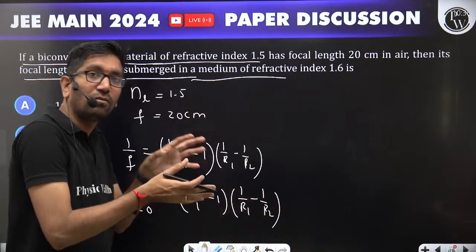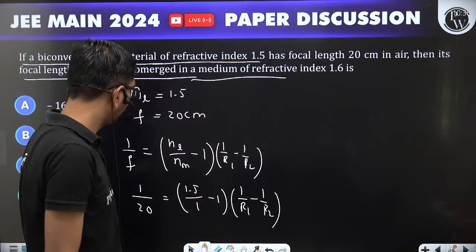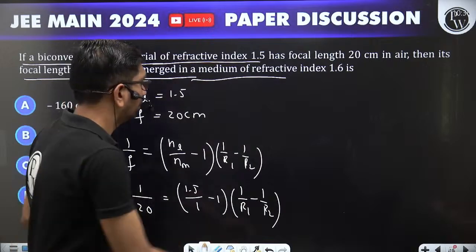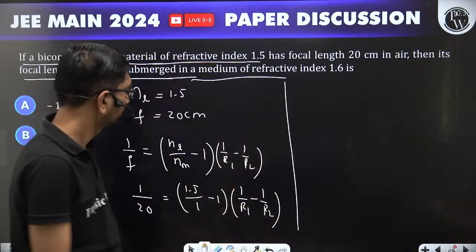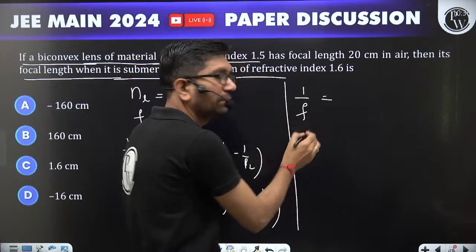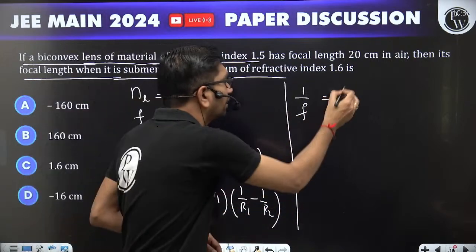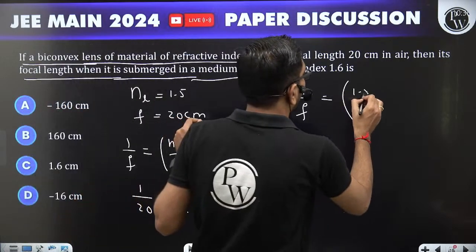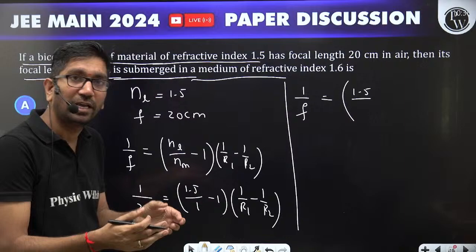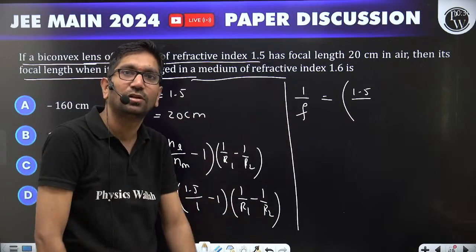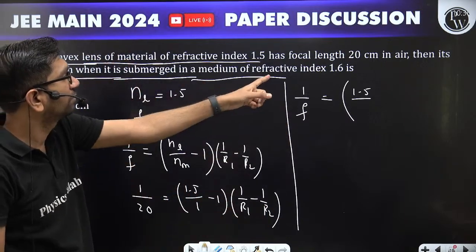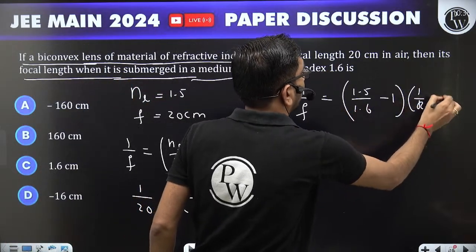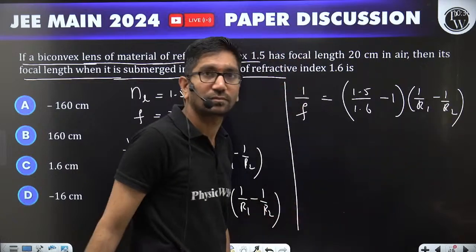Now, when you are inserting, it means you are submerging in a particular medium. So what do you get now? 1 by f, let the focal length be f, I am taking. This is the formula. The refractive index of the lens is 1.5. The refractive index of the medium, when we are submerged, what is it? 1.6 he given. Minus 1, into 1 by R1 minus 1 by R2.